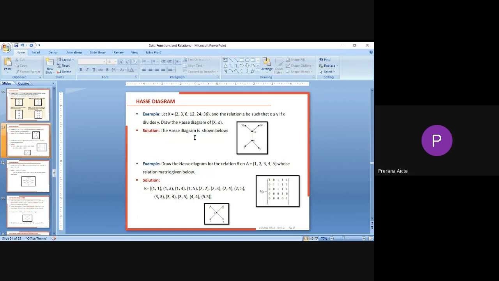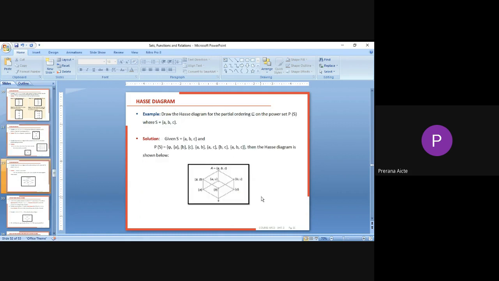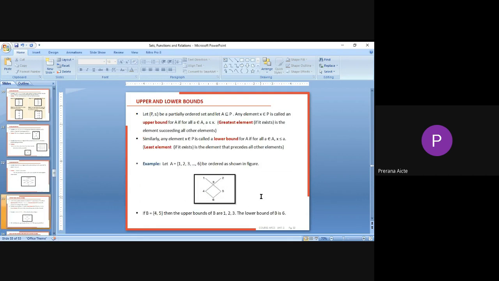Similarly, there is another example. We have X equal to 2, 3, 6, 12, 24, 36, and the relation defined is less than or equal to. And we can construct the Hasse diagram like this. Similarly, for the same examples, we can do other things. For the given set, for a power set problem also, I can construct the Hasse diagram like this.